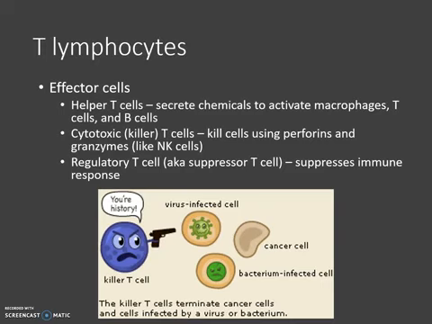And then the third type of effector T lymphocyte is called a regulatory T cell, or it's also called a suppressor T cell. And this helps to suppress the immune response when it's no longer needed, because this is a very, very powerful response. And if there isn't some sort of negative control to dial it back, then these T cells could maybe go a little crazy and start attacking cells that shouldn't be attacked.